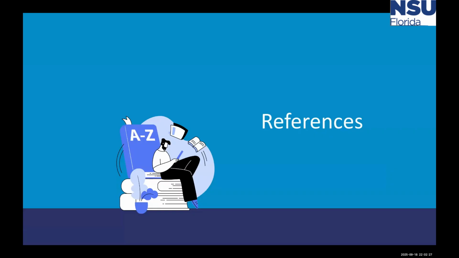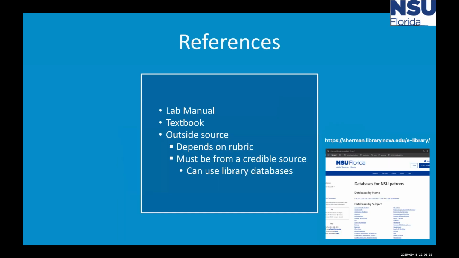And finally, your reference section. So, your reference section should include your lab manual cited, your textbook cited, and then outside sources cited depending on the rubric and as long as it's a credible source. So, a great place to find those is the library databases. I know a great one is PubMed, but there are plenty others, and there is a ton in the database that you can refer to. With that being said, that is your final section expected of you in your lab report.